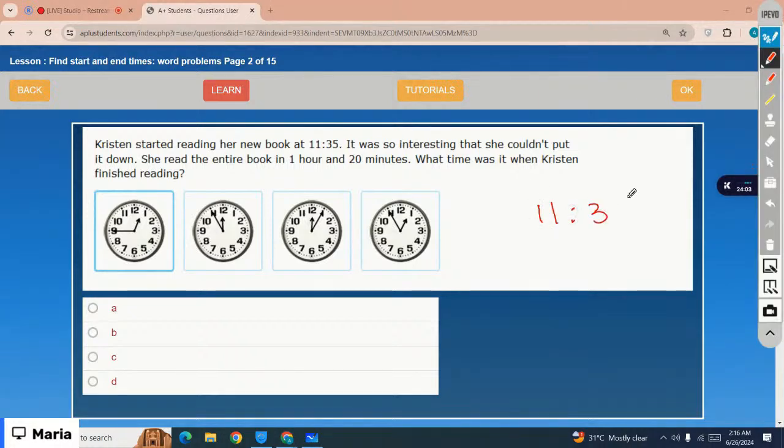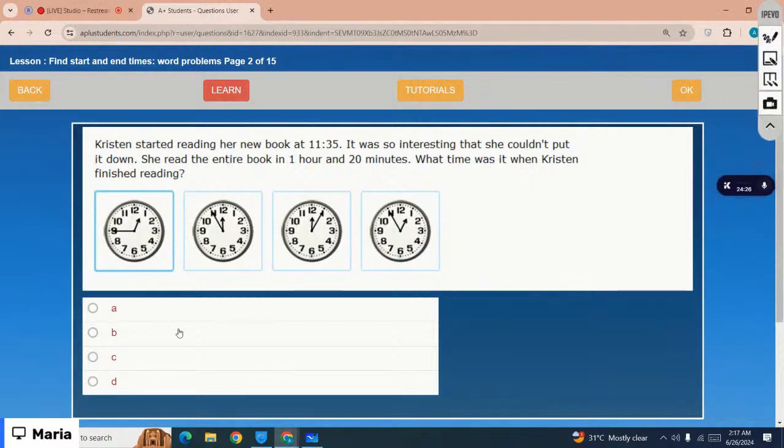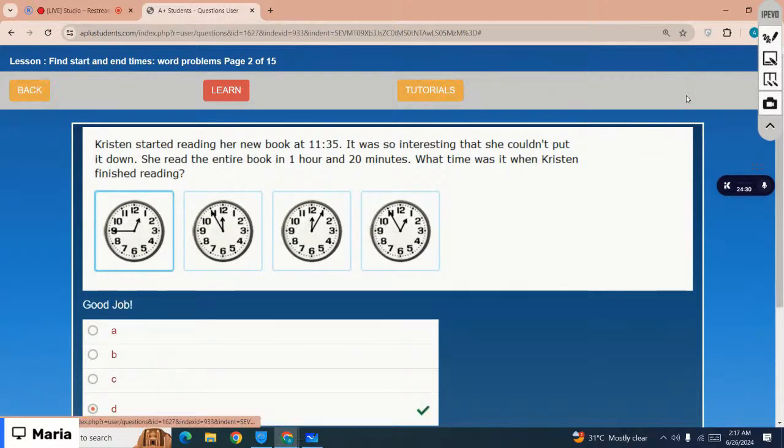The start time is 11:35. You have to add 1 hour and 20 minutes. That makes 12:55. Which clock shows 12:55? Very good. D is the correct option, right? Option number D is the correct option. Very good.